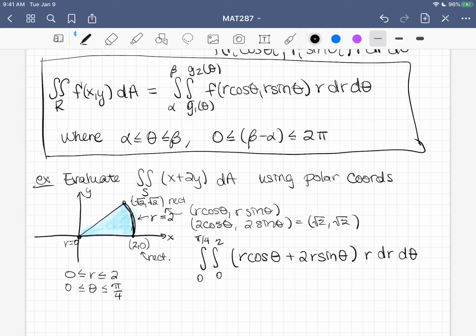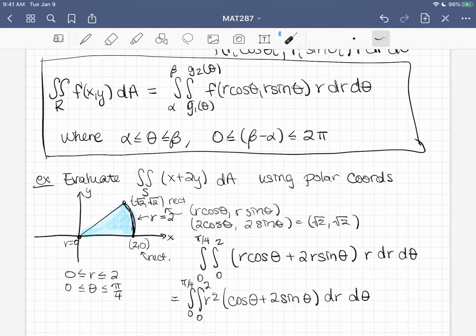Okay, so to integrate this, I'm going to want to collect my r's together. So I've got the integral from 0 to pi over 4. I could pull an r out of each term here in my sum, and I've got this r here. So that's going to give me an r squared times the quantity cosine theta plus 2 sine theta dr d theta. Oops, I lost my bounds on r, sorry. Integral from 0 to 2. All right, now we can integrate.